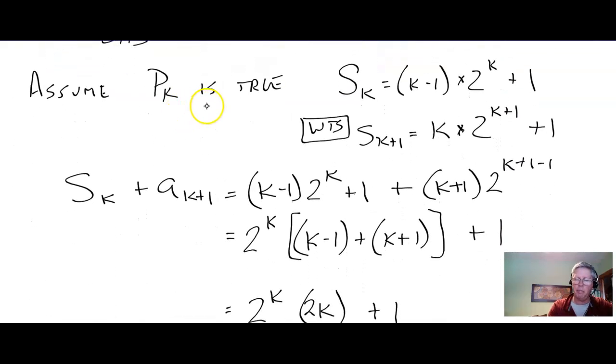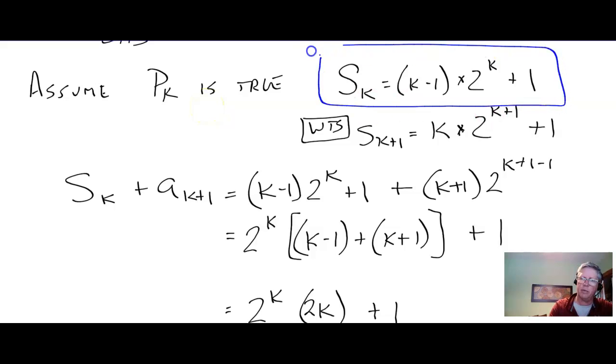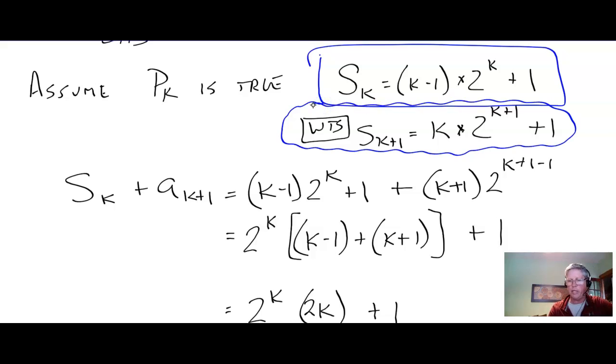Our assumption that P sub k is true means that if I plug in k, I would get that for the sum. What do I want to show? I plug in k plus 1. Do you notice how that k plus 1 minus 1 goes to k? So this is what I want to show. This is not part of the proof, but I think it helps keep your mind focused on how you want to work it algebraically.